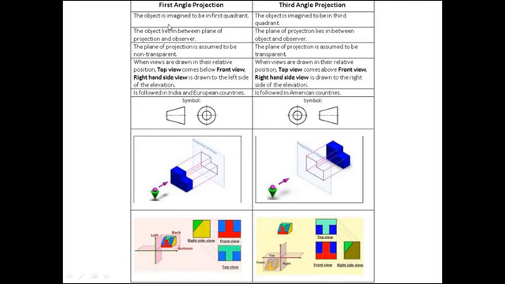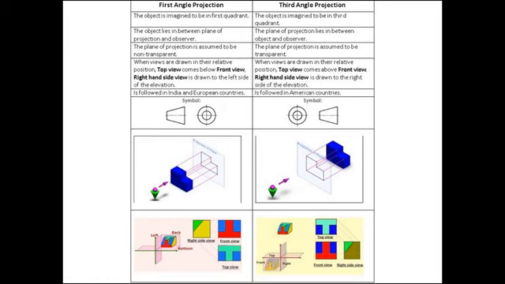In first angle projection, the plane of projection is assumed to be non-transparent. In third angle projection, the plane of projection is assumed to be transparent, because we want to see the view of the object which is present on the backside of this projection plane. That's why we assume that this projection plane is transparent. So these are the things we need to understand for first angle projection and third angle projection.